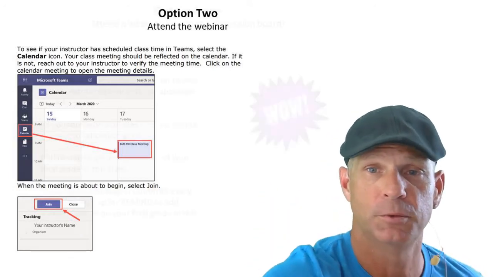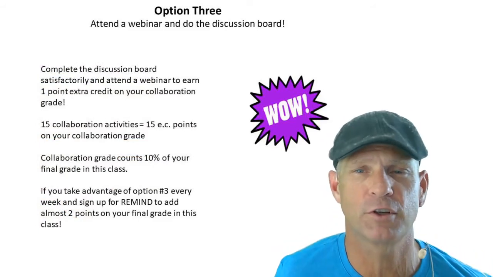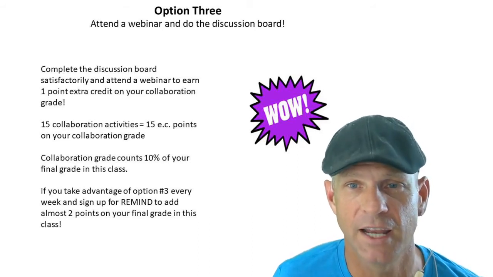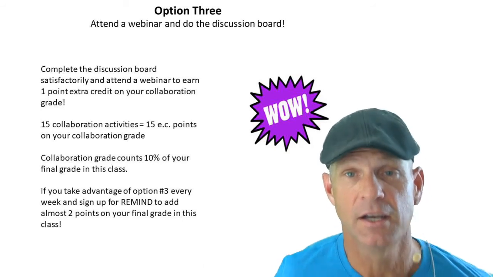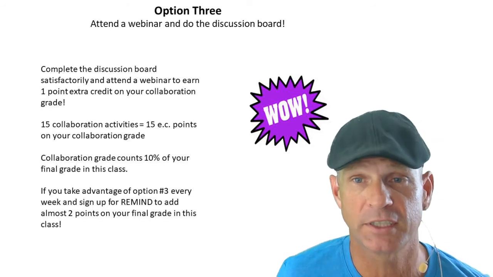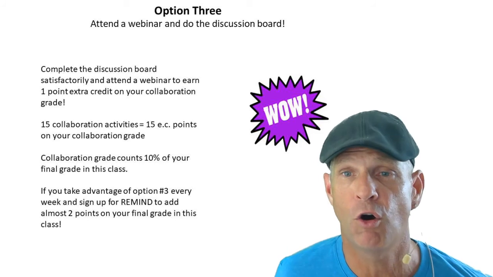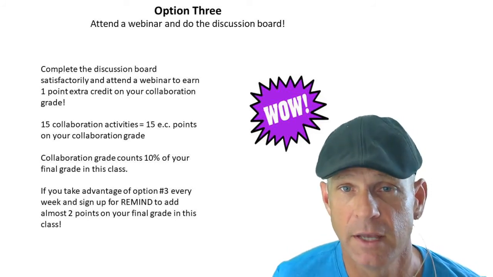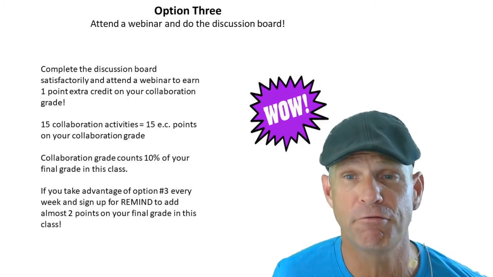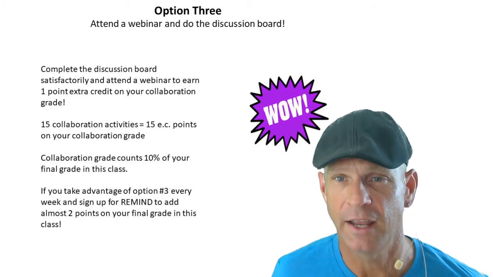So that's option two. Now, some of you are those hard charging extra credit types, and the first question you're going to ask me is, Dr. Roddenberry, can I do both of them and get extra credit? And the answer is yes. Complete the discussion board satisfactorily and come to the Wednesday webinar and participate for at least 35 minutes, and you can earn 1 point of extra credit on your collaboration grade. Now, there are 15 collaboration activities over the course of this semester, so that means you can earn 15 points on your collaboration grade in extra credit.